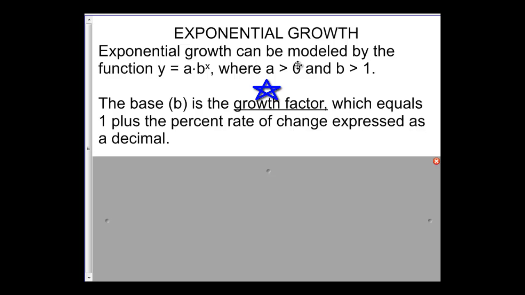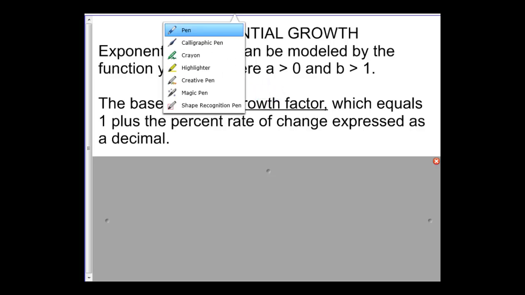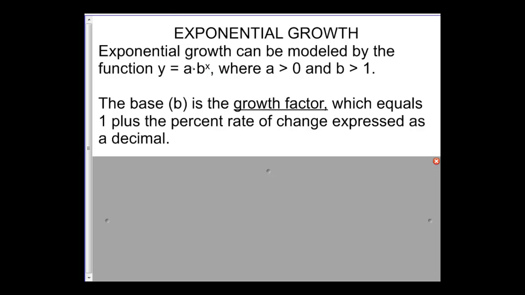The way we figure out the growth factor is you start with 1, and then you add the percent rate of change expressed as a decimal. So something that you definitely want to either highlight or circle or underline in your notes is where this growth factor comes from. It's 1 plus the percent rate of change expressed as a decimal. That's what leads to growth. If it wasn't greater than 1, we would not have growth like we do.